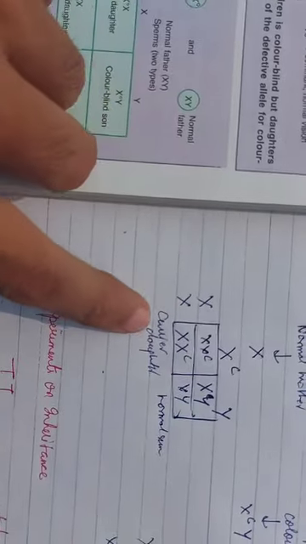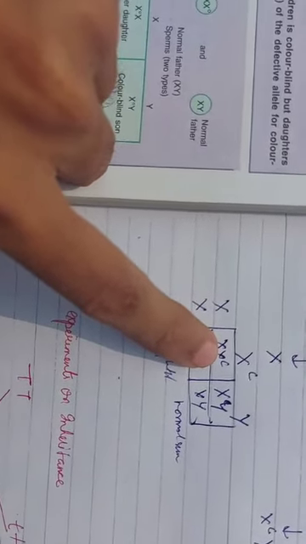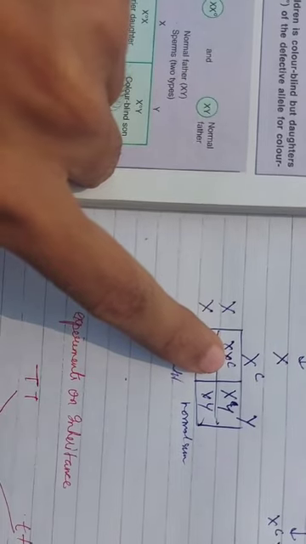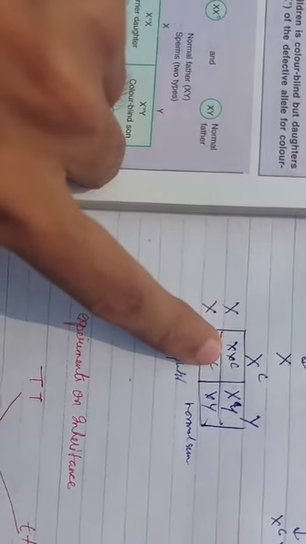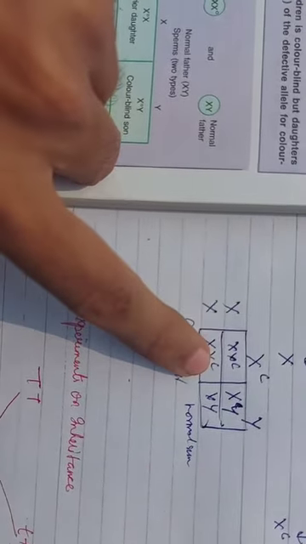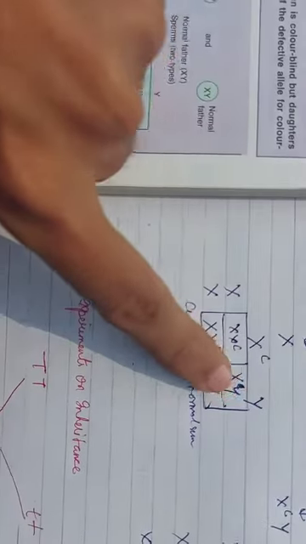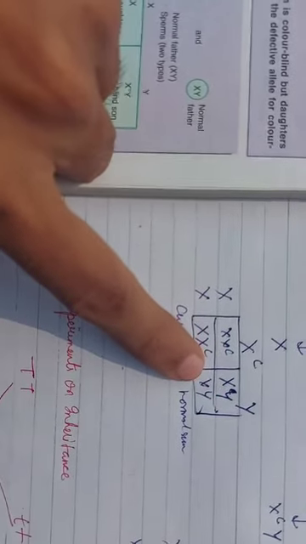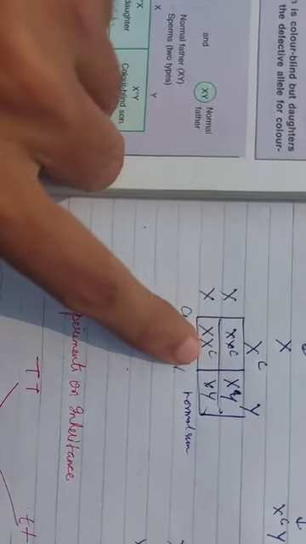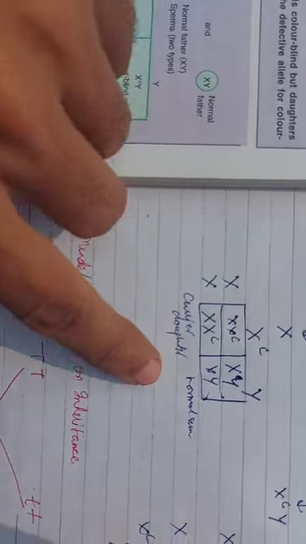When we are crossing, the female who is born has only one X carrying the C, which means the color blind character. That means she will not be affected, but she will be a carrier to transfer it to the next generation, and the male will be normal. Why? Because in the male, the X comes from the mother and the Y is taken from the father. That is why the normal male will be seen.